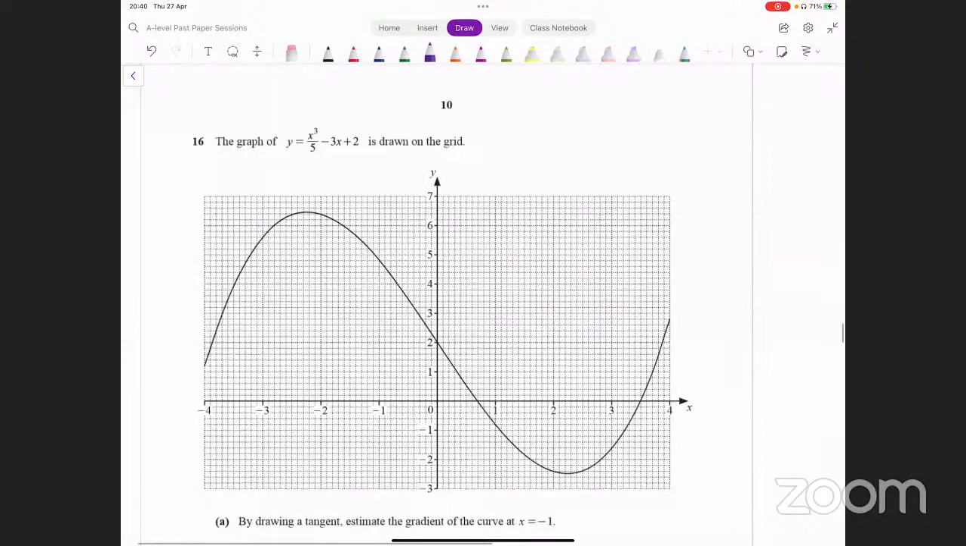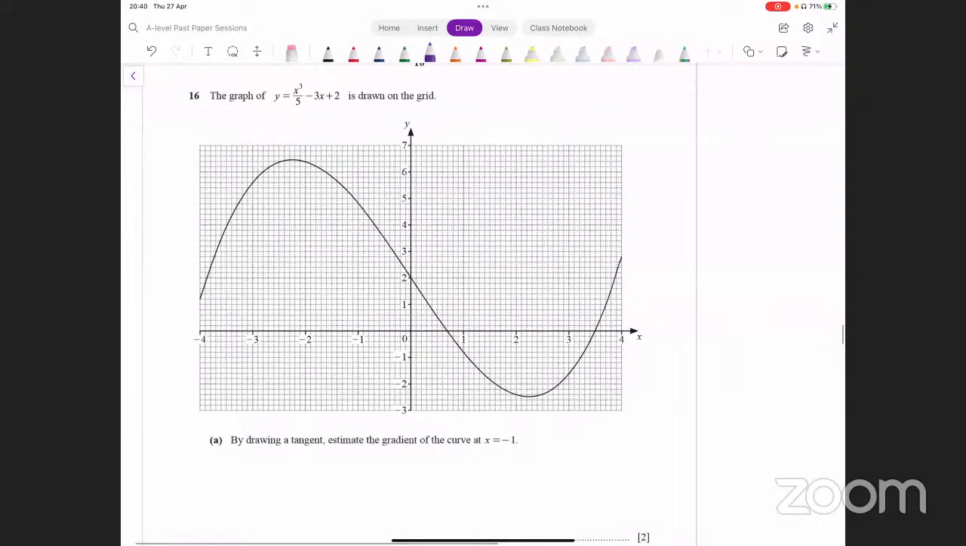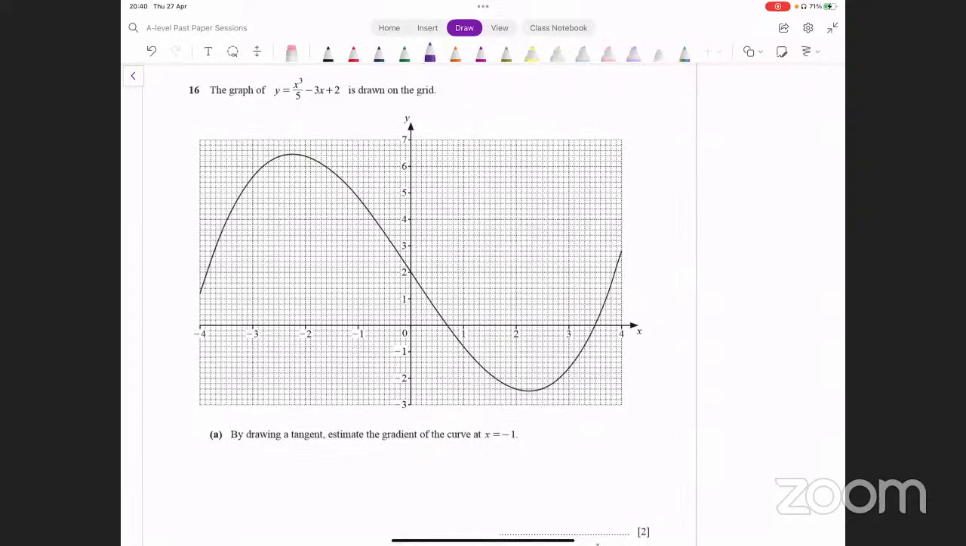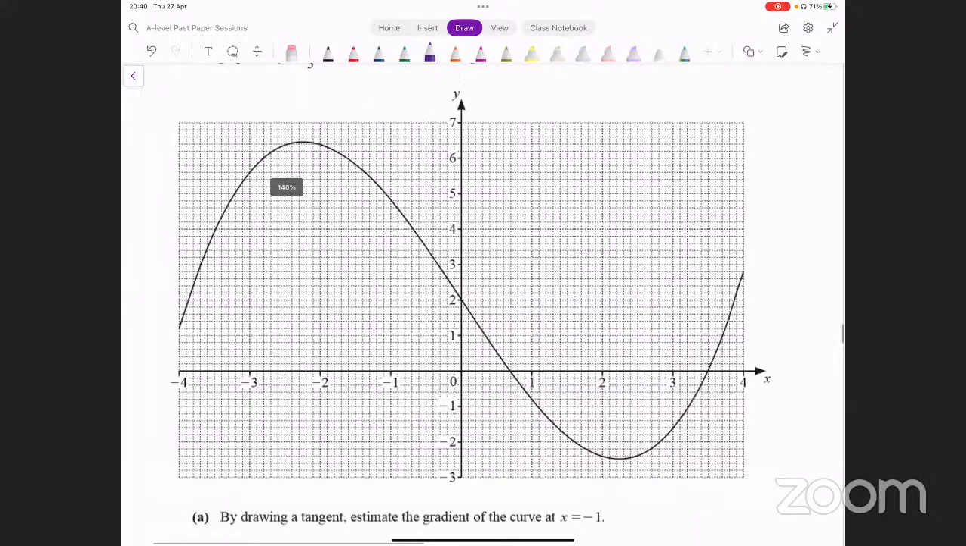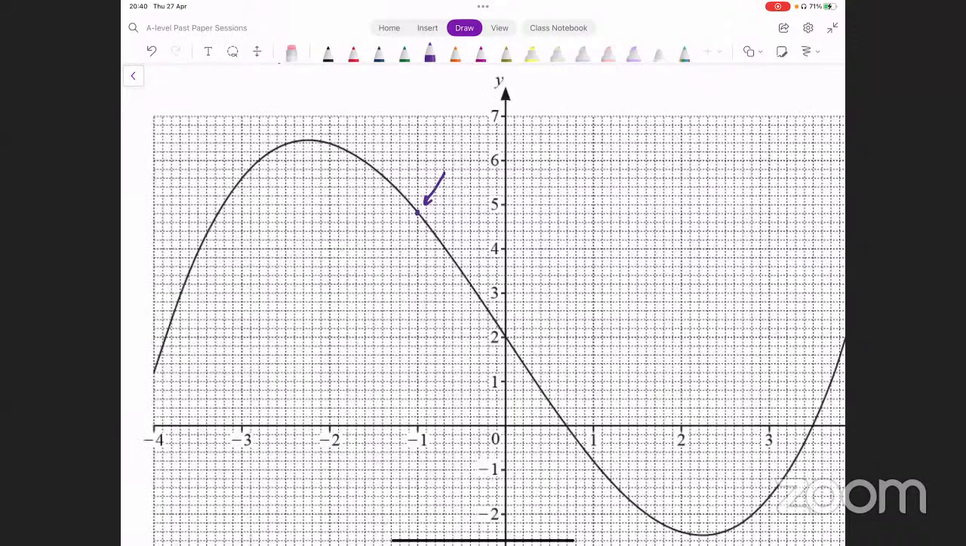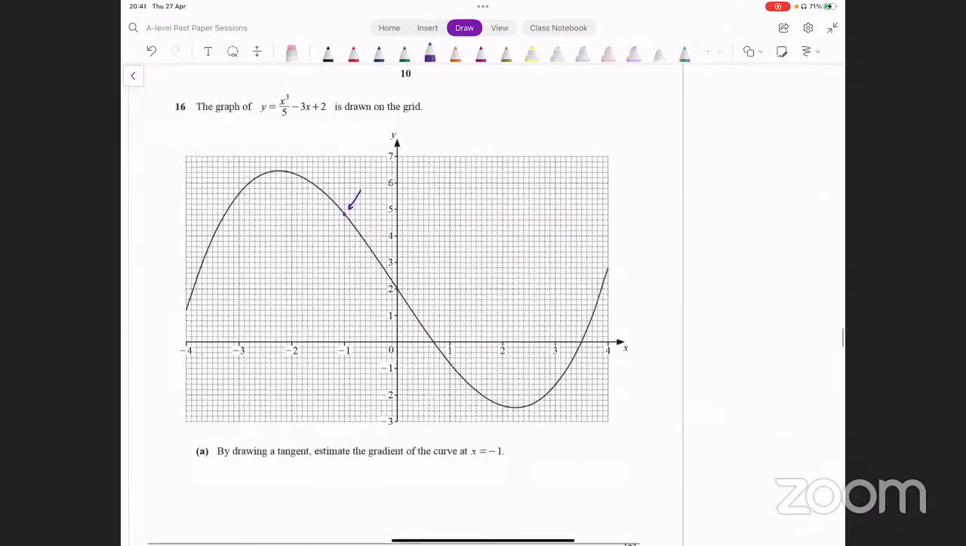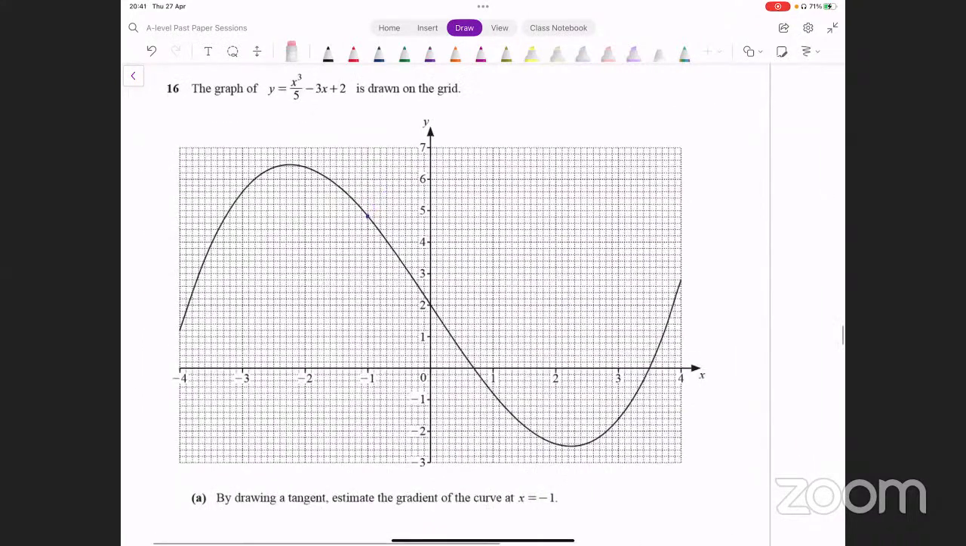Let's move on. Have a look at this. Question number 16. The graph of y equals x cube over 5 minus 3x plus 2 is drawn on the grid. You can see this graph here. It says by drawing a tangent, estimate the gradient of the curve at x equals -1. Now, where is x equal to -1? This is the point that we have, x equals -1. इस पे आप क्या करेंगे, एक tangent बनाएंगे और उसका gradient estimate करेंगे. Let's do that.